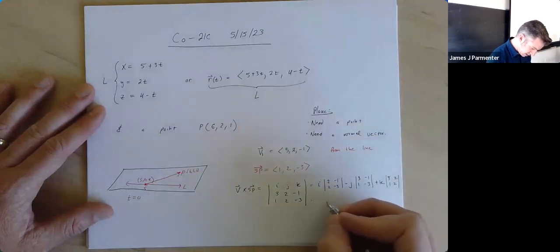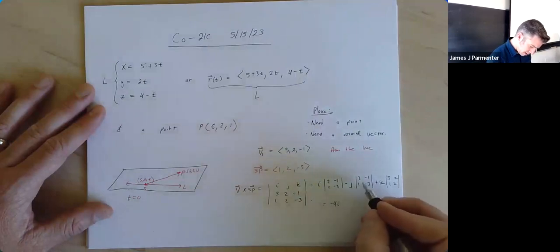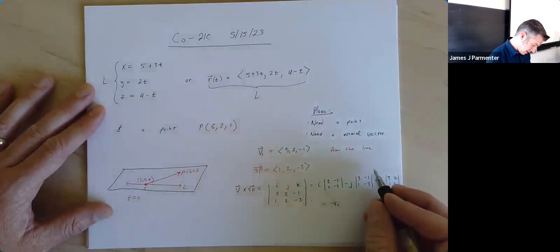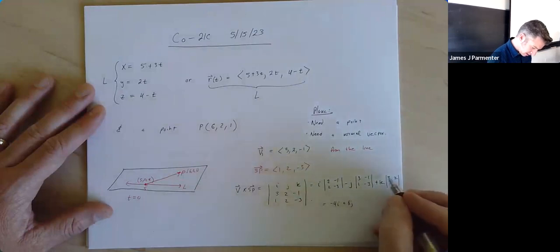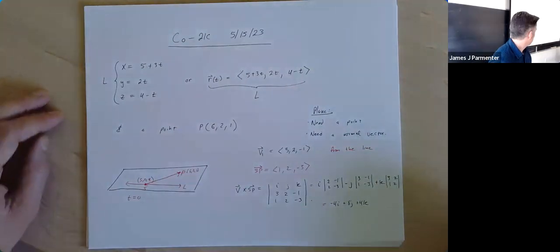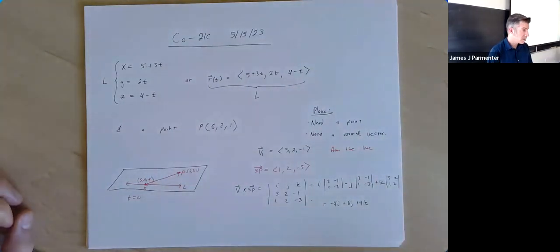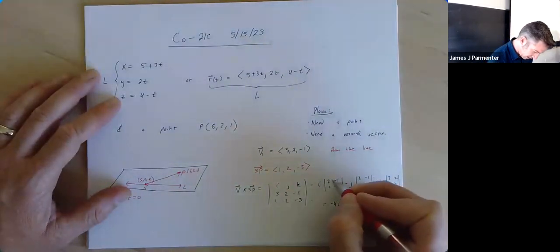That's going to end up being, let's see, -6 minus -2 is -4i. And -9 minus -1 is -8, but it's subtracted, so plus 8j. And then 6 minus 2 is 4. Is it subtraction when you're doing the determinants? It's always the product of this diagonal minus the product of this diagonal.